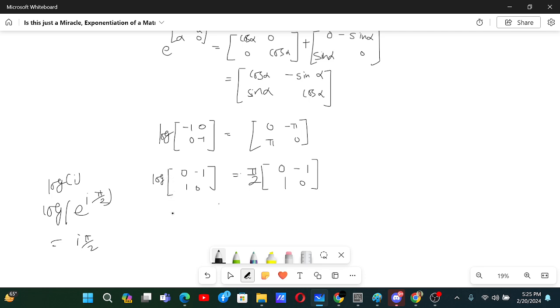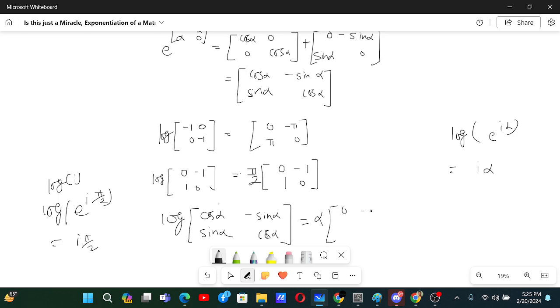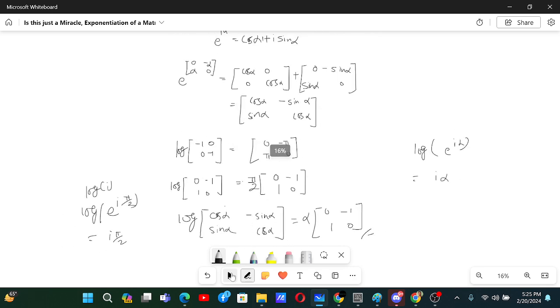Now similarly, if we try to take log of this thing, cos alpha minus sin alpha sin alpha cos alpha, we now know that this is just e to the power i alpha. So we will just get i alpha. That's why this is just alpha and then 0 minus 1 1 0. So this is so cool, to be able to predict such huge results just from the intuition.